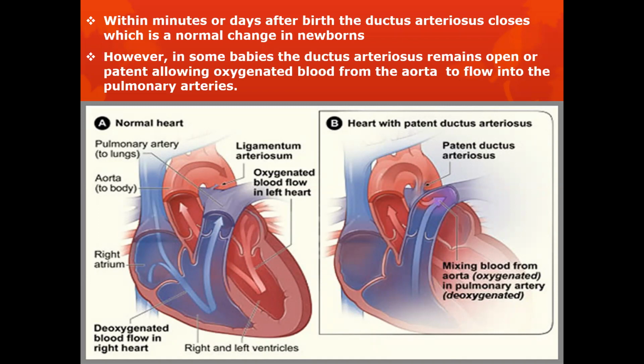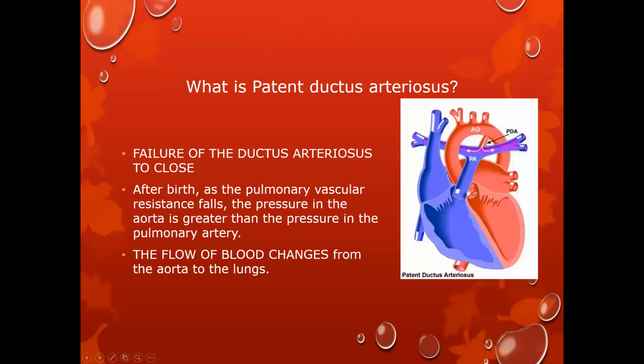Very good. So aortic pressure is higher than pulmonary pressure. So if that channel stays open, you're going to get blood flowing from the aorta getting pushed back into the pulmonary artery. Patent means it remains open. Patent ductus arteriosus, it remains open. Blood is going to flow from the aorta into the pulmonary artery. So a PDA is when there's failure of the ductus arteriosus to close.